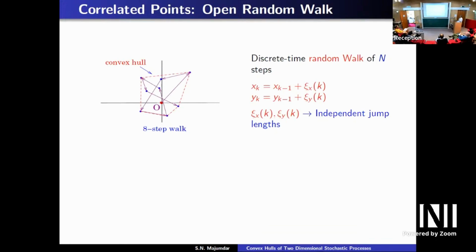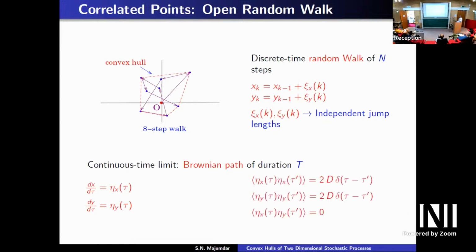So, for a random walk, the X component and Y component each evolve independently. At each step, it's a Markov process. At each step, it just draws a random increment or jump, and it jumps. Okay, so then the walker is moving like this. This is an example of an 8-step walk, and these are just noises drawn from some distribution. And in the limit when you take the continuous time limit, you get a Brownian path of duration capital T, let's say. In that case, these equations just become the Langevin equation dx/dτ equals noise, where these noises are uncorrelated white noise, and D is the diffusion constant of the Brownian motion.